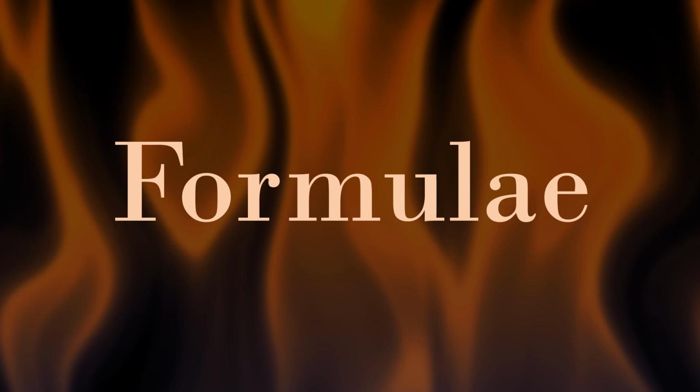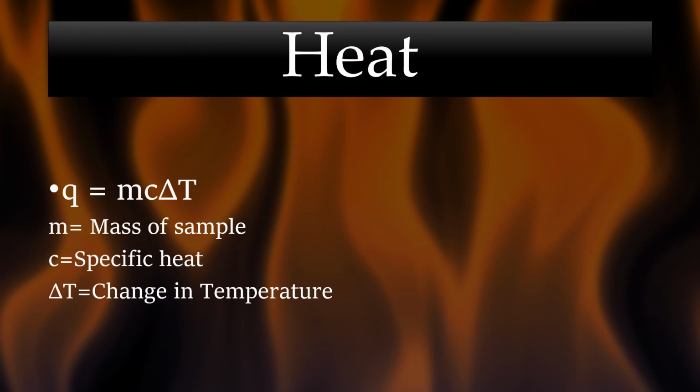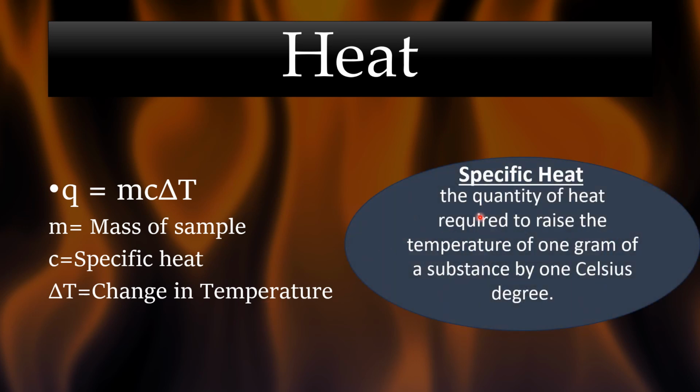Now, let's look at the formulae of heat and temperature. The amount of heat gained or lost by a sample can be measured using the equation Q equal to mc delta T. M is the mass of the sample, C is the specific heat, and delta T is the change in temperature. Now what is specific heat? Specific heat is the quantity of heat required to raise the temperature of 1 gram of a substance by 1 degree Celsius.